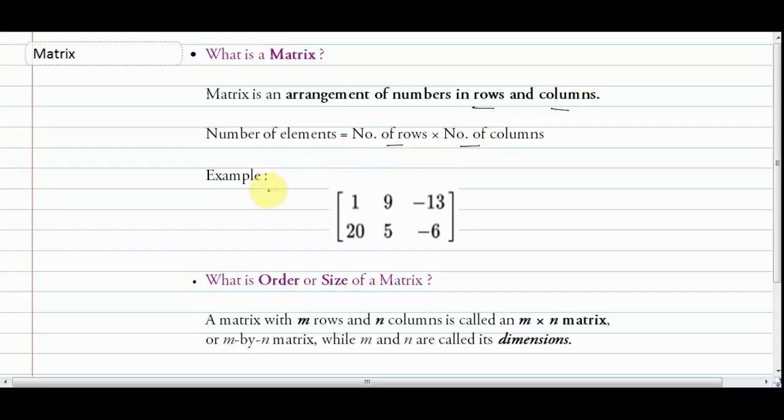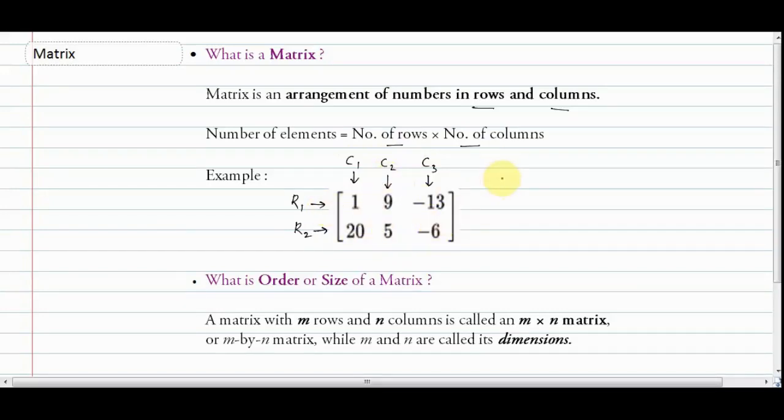Let's see an example. Here we have an example for a matrix. You can see that numbers are arranged in rows and columns. Here the first row is row 1 and it has elements 1, 9 and minus 13. In row 2 we have elements 20, 5 and minus 6. Coming to columns, in C1 we have elements 1 and 20. In C2 we have elements 9 and 5, and in C3 we have elements minus 13 and minus 6. So in this matrix we have 2 rows and 3 columns.